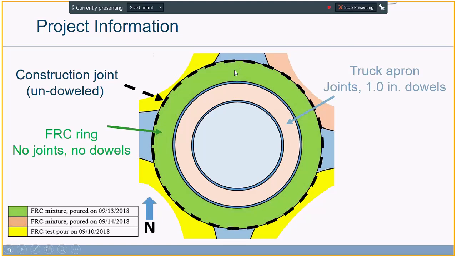And the construction took place in September 2018. Here, in these yellow areas, on 3 different sides of the roundabout, there was a test pour a few days before the main pour and the main construction of the FRC ring, to see the performance of the concrete mixture itself and to see if there were going to be any problems with the workability, because a high dosage of fiber was being used in the concrete mixture.